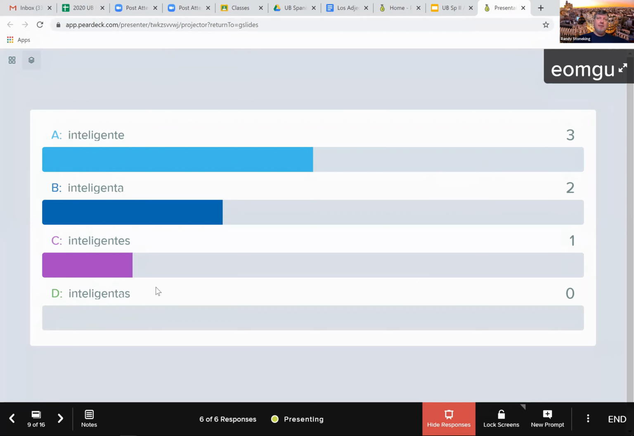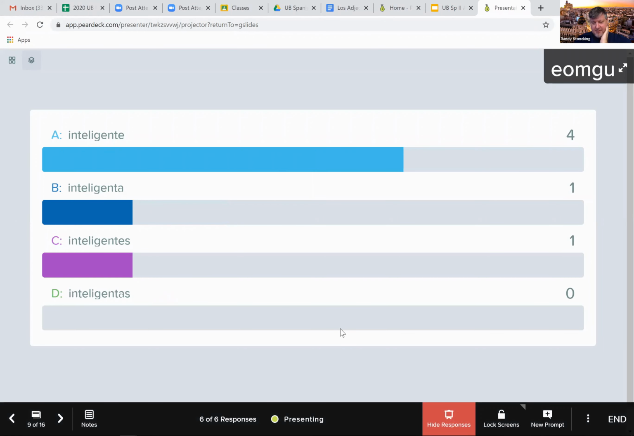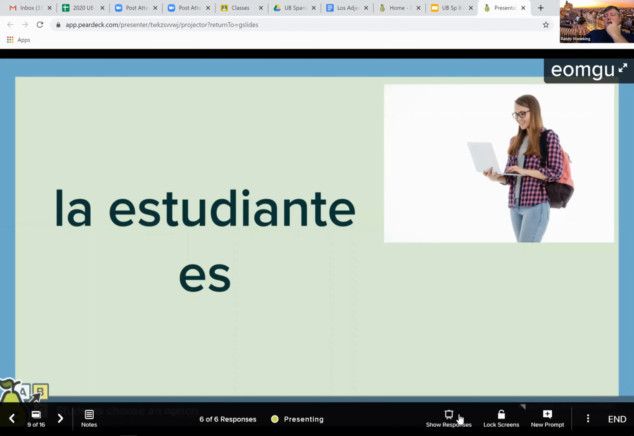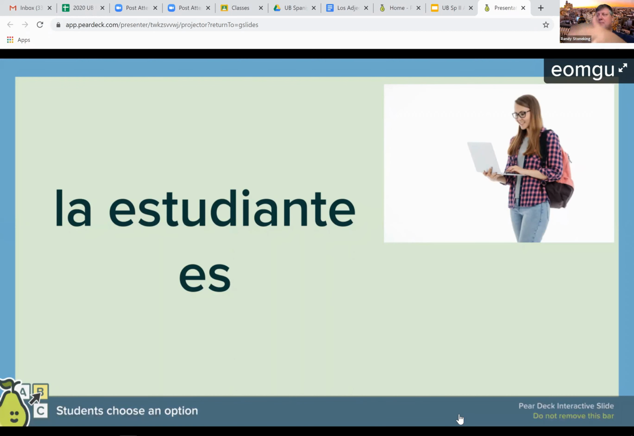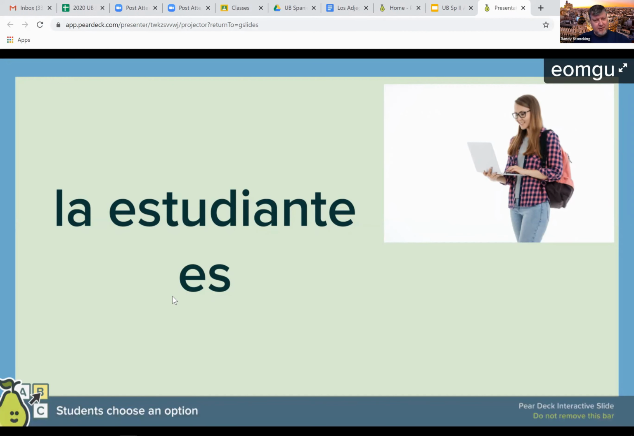So I'm trying to get you guys to go back and think about what we talked about with the agreement. So let's look at, first of all, is the thing being described, in this case, the student, is it masculine or feminine? La estudiante, that's feminine. Okay. Now, is it singular or plural? Is it one student or two? It's one, it's singular. So it's feminine and singular.